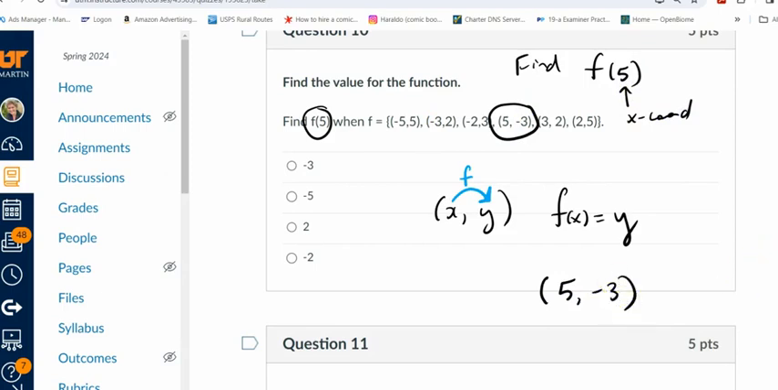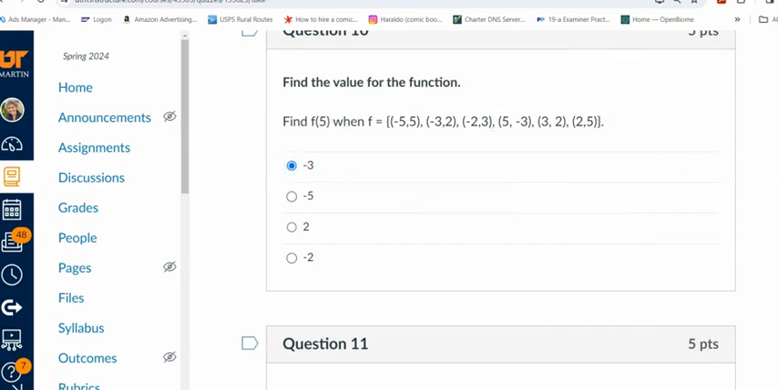Now, what does f do? f maps the x-coordinate into the y-coordinate. So this means f, I meant to do that in black, f evaluated at the x-coordinate is equal to the y-coordinate. And this is our answer, negative 3.